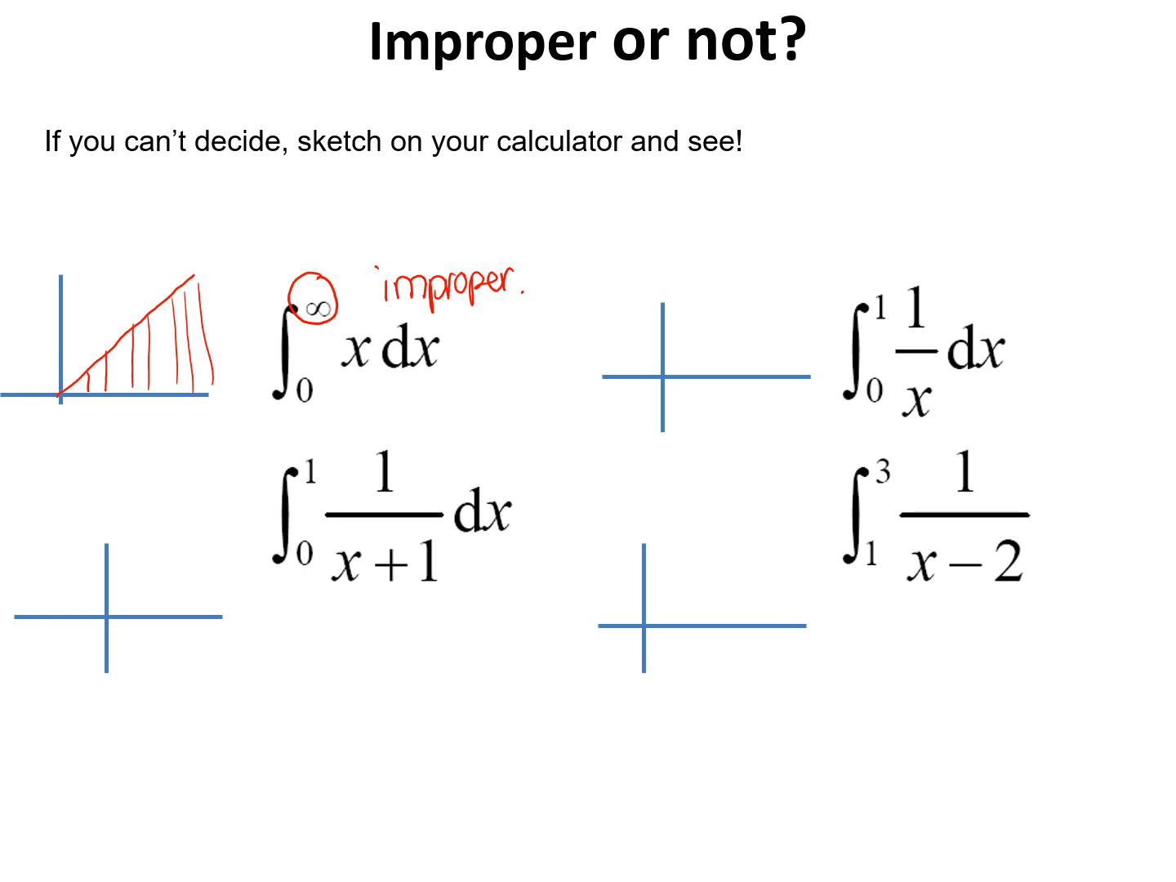This one, let's go to this one first. 1 over x. If you're struggling with that, the 1 over x graph would look a bit like this. And it has to be integrated between 0 and 1. So there's a problem again at the 0. Put 0 in, it's undefined, and therefore it's improper.